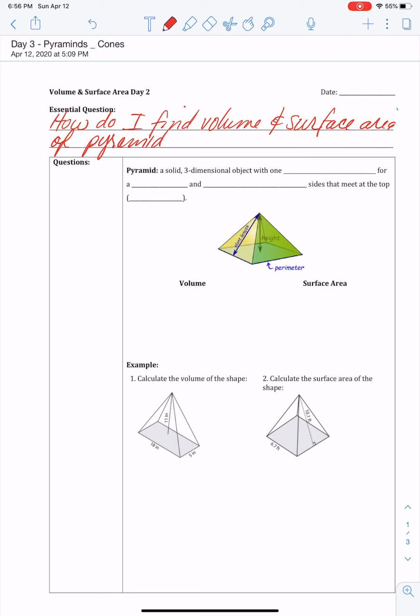I want you to think about volume as how much water something will hold, and surface area as how much wrapping paper it takes to cover a surface. So we start with the fact that a pyramid is a three-dimensional object with one polygon for a base, and that means it can be many things, a square, a triangle, the most common, and triangular sides that meet at the top. Another word for a top is the apex.